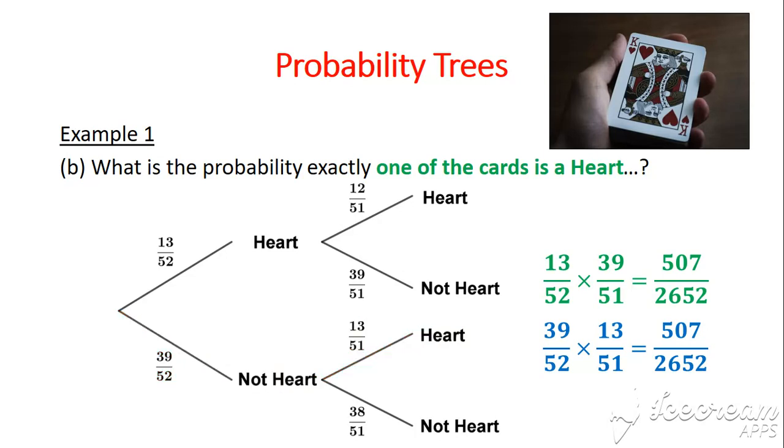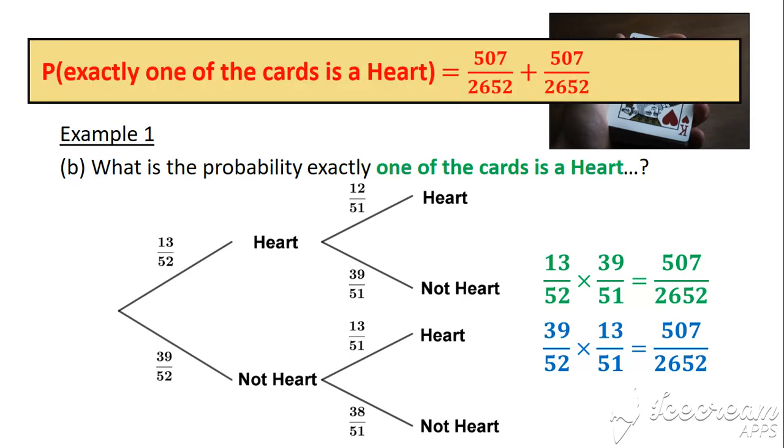Now we want one or the other scenario to happen. So when we solve this problem, we have to add the two fractions together to get the total probability of one or the other happening. And that gives us 1,014 chances out of 2,652, or we could simplify it down to 13 over 34.